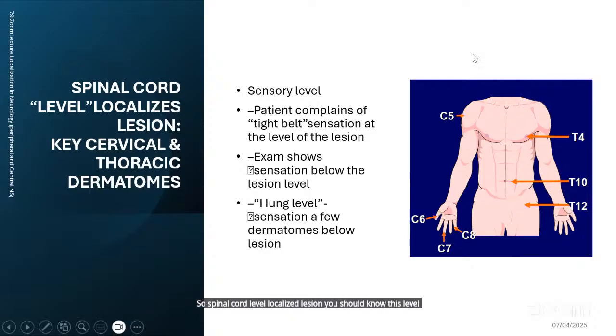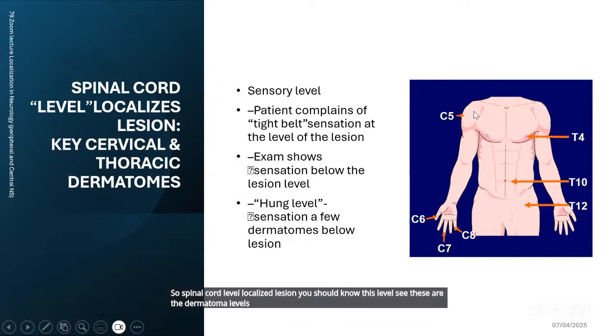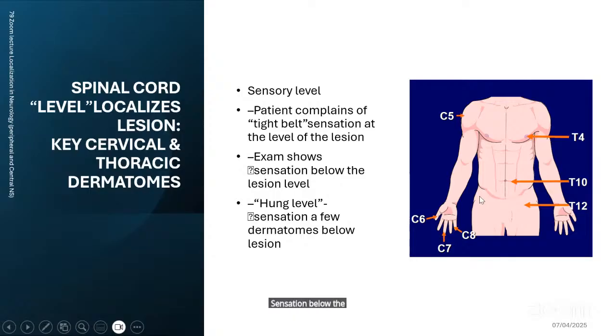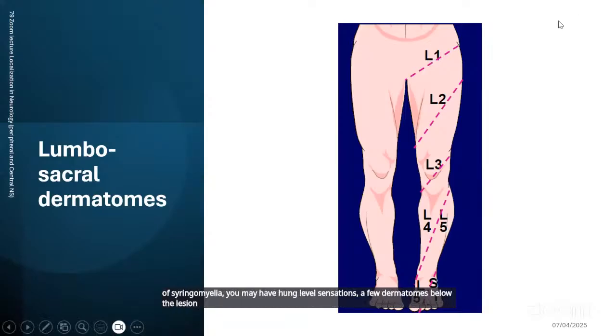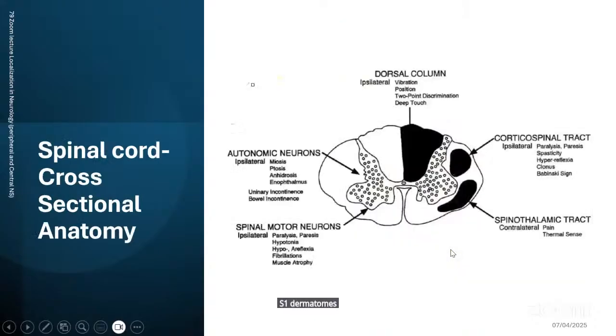See, these are the dermatomal levels. At this C5 level, you'll have C5 myotomal affliction, and C6, C7, C8 are dermatomal. The patient complains of a tight belt sensation at the level of the lesion, and sensations below the lesion level are diminished. Sometimes, if there is syringomyelia, you may have hung-level sensations, a few dermatomes below the lesion, right? So in the lower limbs, there are L1, L2, L3, L4, L5, S1 dermatomes. You have to know these dermatomes by heart.